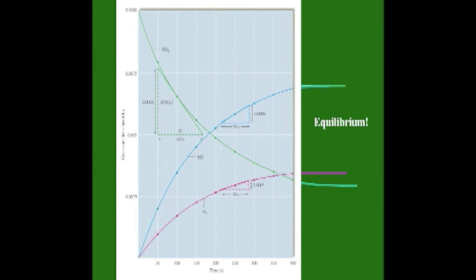Recall from honors chemistry that at equilibrium, the forward reaction happens at the same rate as the reverse of the reaction. So in the green section of the screen, where the lines straighten out, the reverse reaction is happening as fast as the forward reaction.